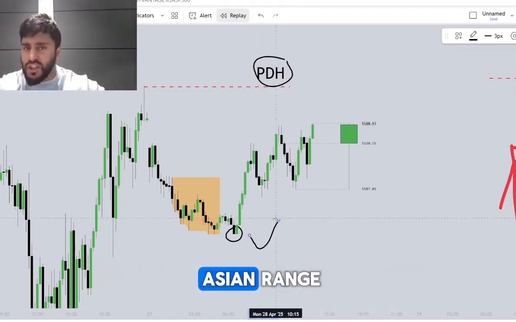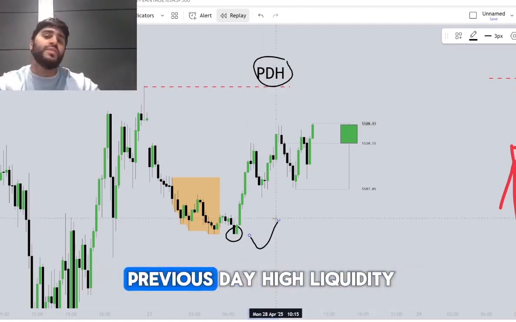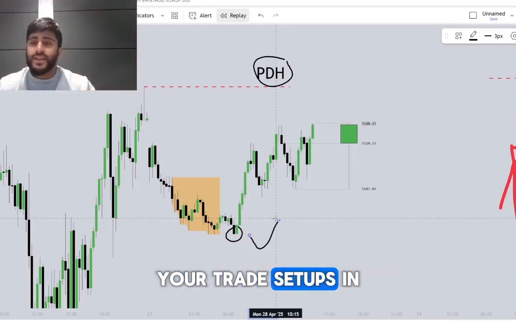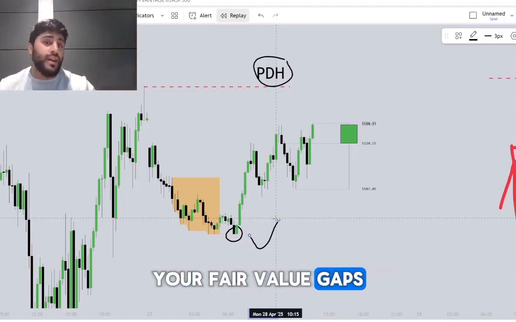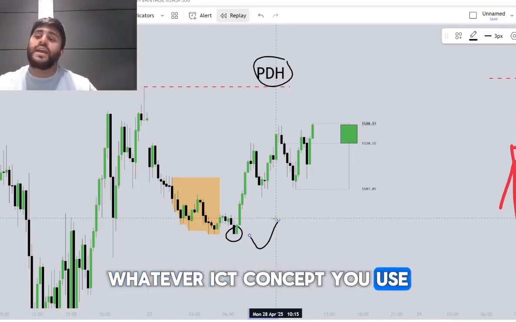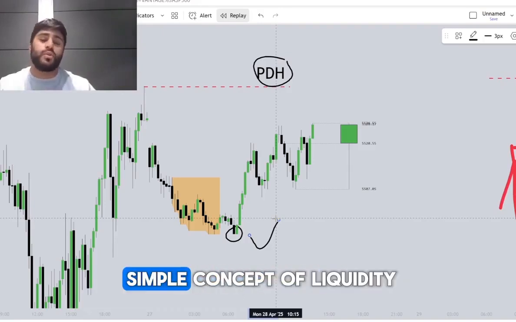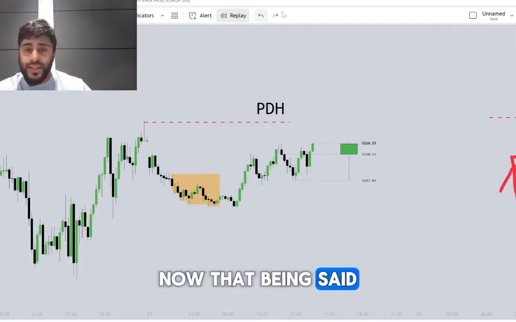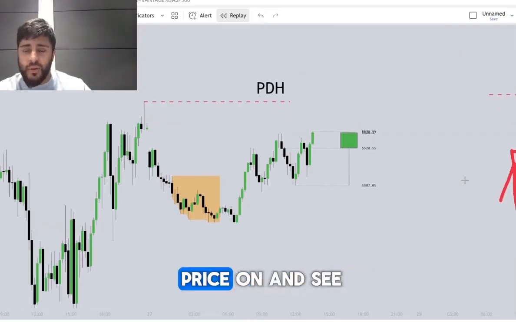If you can understand Asian range liquidity and previous day high liquidity, your trade setups in terms of your points of interest, your fair value gaps, your breakers, whatever ICT concept you use, become a lot more powerful if you use a simple concept of liquidity. Now, that being said, let's continue to play price on and see what we get.